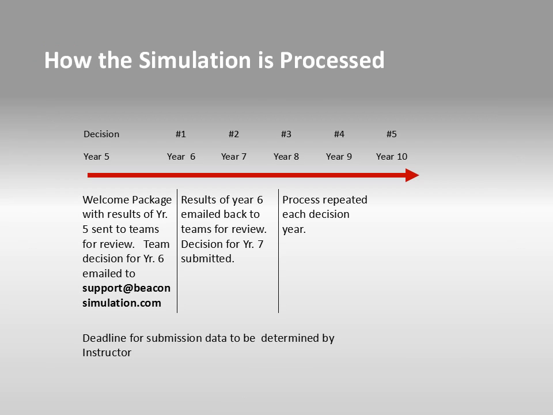This is how the simulation is processed. You'll receive your welcome package with the results from year 5. You and your team will take these results and use them as a basis for your decision for year 6. You will then email your decision to us, and we'll email the results back to you for the next year. This process repeats itself for each year. Typically, we have 5 decision years.